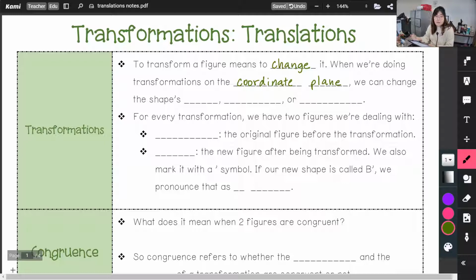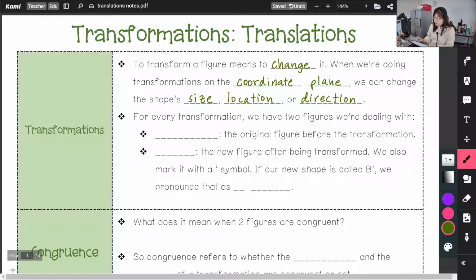When we're doing transformations on the coordinate plane, right, we can change the shape's size, location, or direction. Okay, so that's what we're dealing with here, is transforming shapes that are on a coordinate grid.